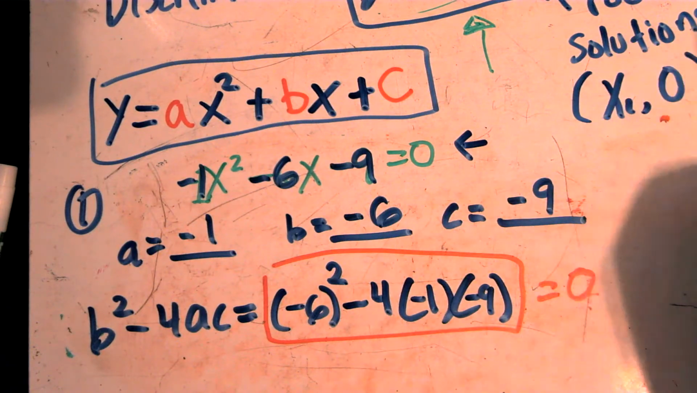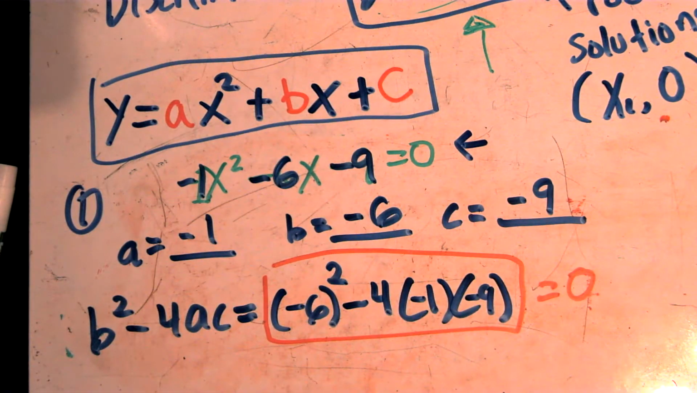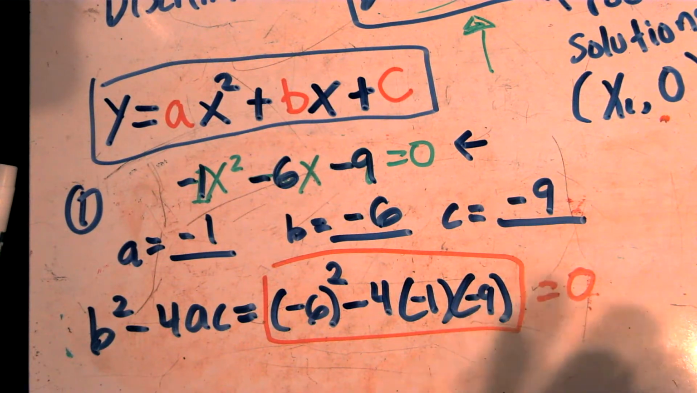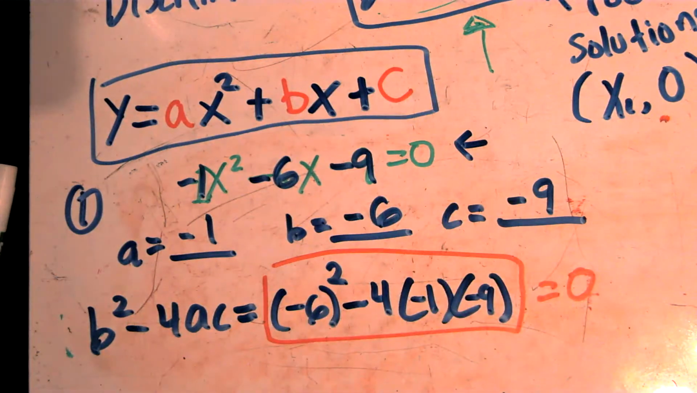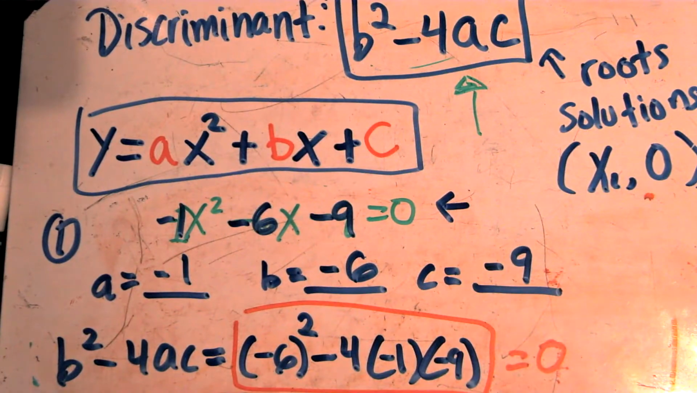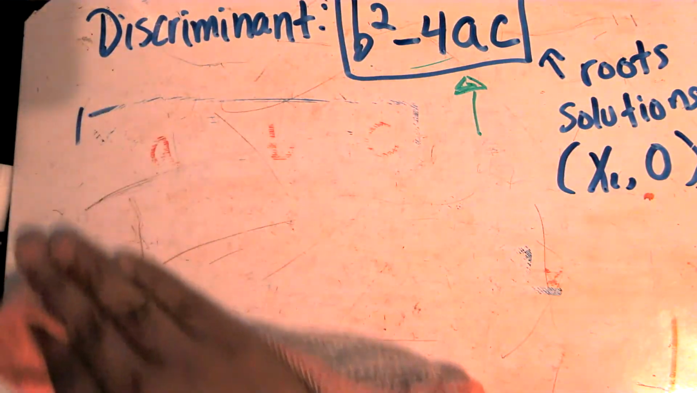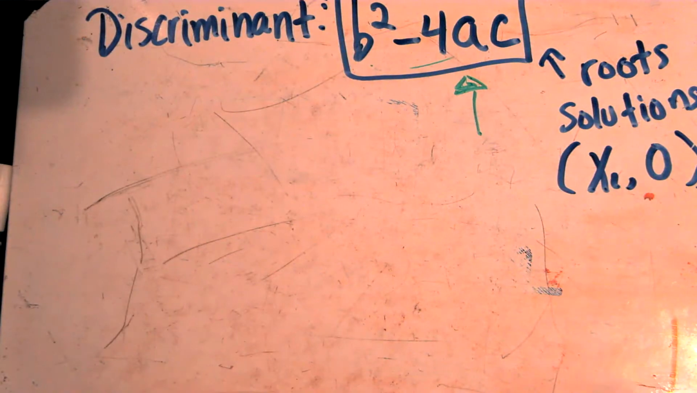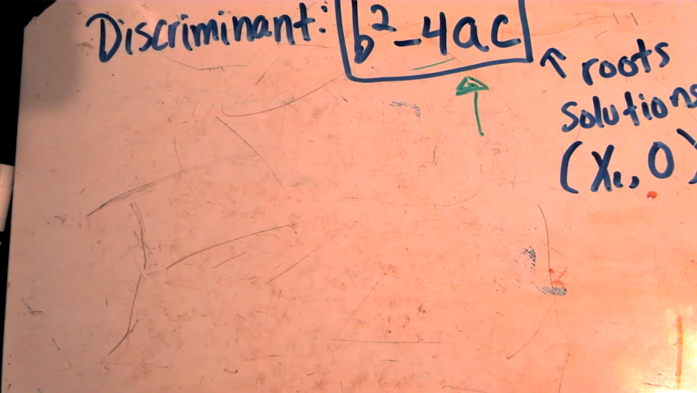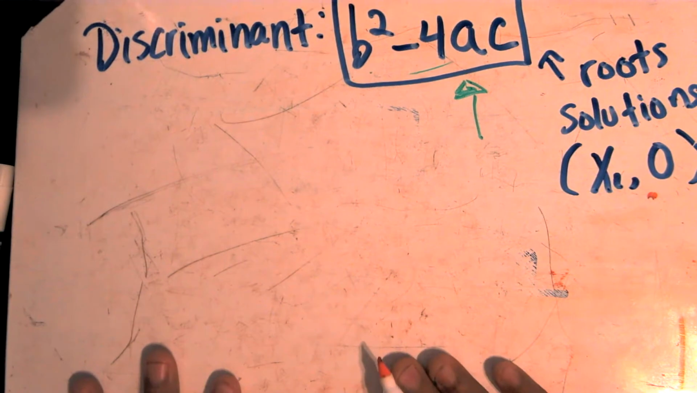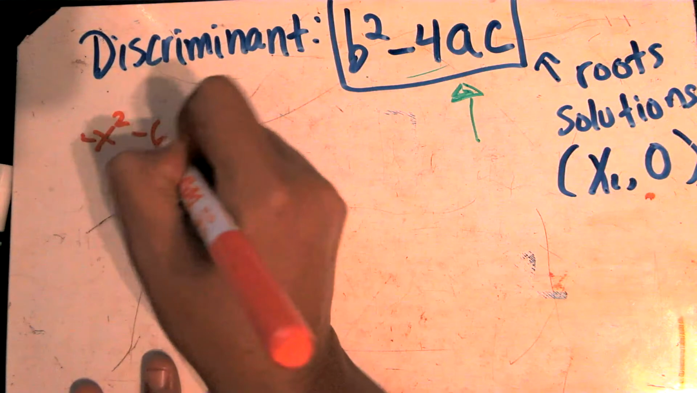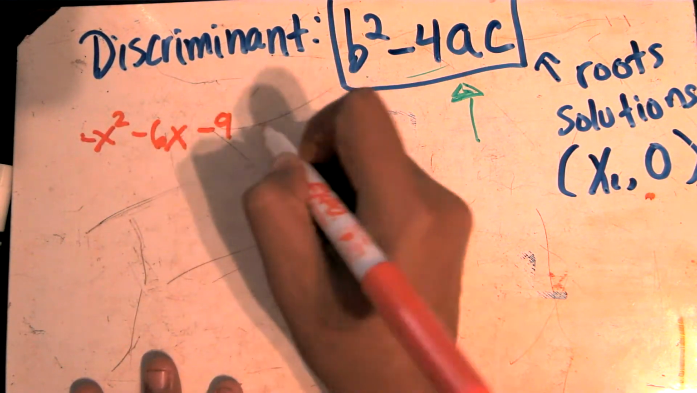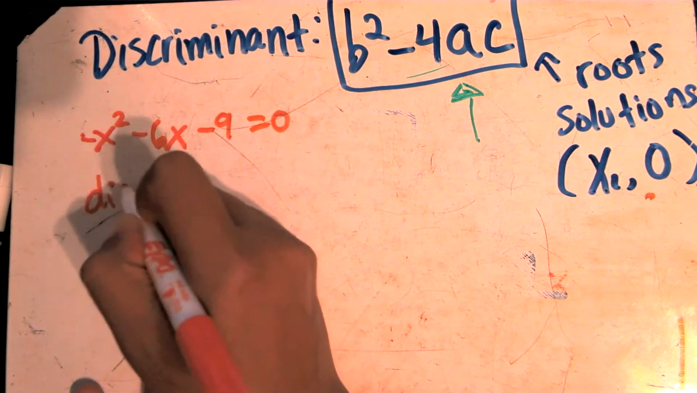So again, remember a, b, and c don't have variables. It's just the numbers that you see in a quadratic equation written in standard form such that we set it equal to 0. Now, part 2 of a problem like this, once you know the value of the discriminant, for example, the one we just did, the example where we had negative x squared minus 6x minus 9, we found that the discriminant was equal to 0.